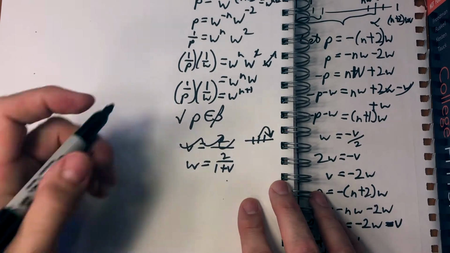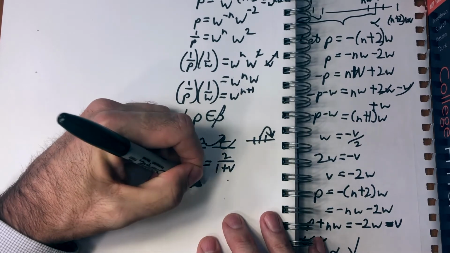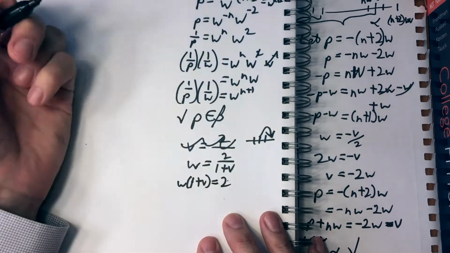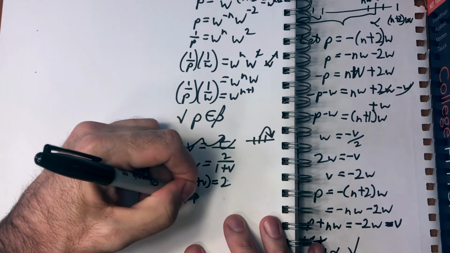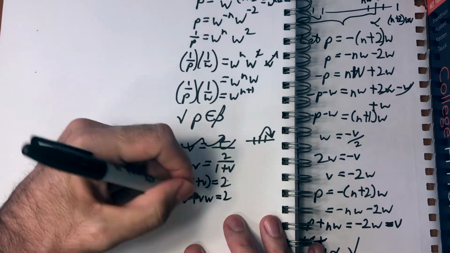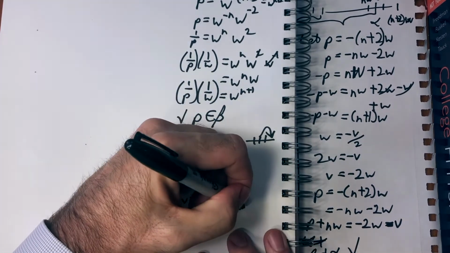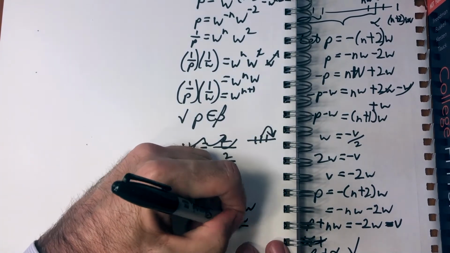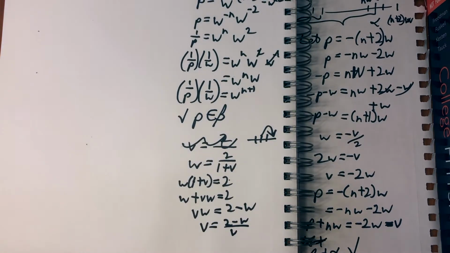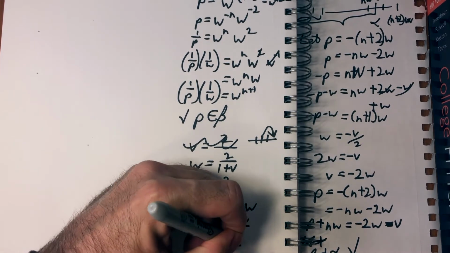So if we solve for V here, we multiply both sides by 1 plus V, so we have W times (1 plus V) equals 2. Then distribute that, we have W plus VW equals 2, VW equals 2 minus W, then divide by W, and we get V equals (2 minus W) over W. Or you can rewrite that a little bit, equals 2 over W minus 1.